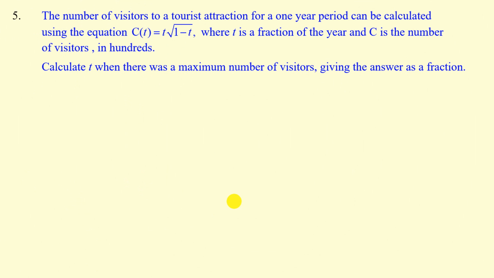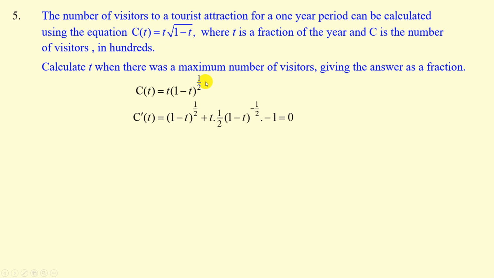Right, now this is a maximum-minimum question, no different from your core maths, other than the fact it has a more complex differentiation. So as soon as you see maximum number of visitors, you say, well, that means derivative equals 0. So there's c of t. I'm going to differentiate it.